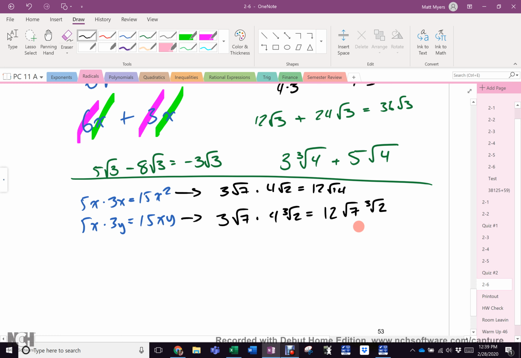Right? Because sometimes you'll see a question like this. 3 cube root 5 times 6 cube root 5. What's that going to be? Cube root 25. Right? You just line it up. Okay, and then we get to the real problem.